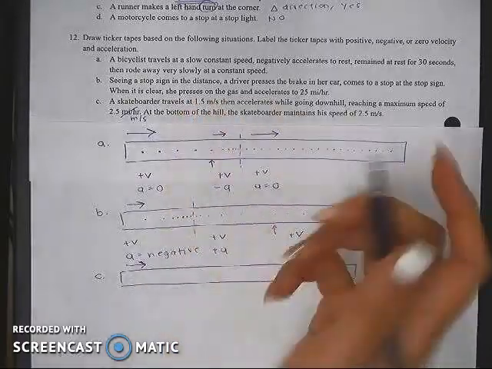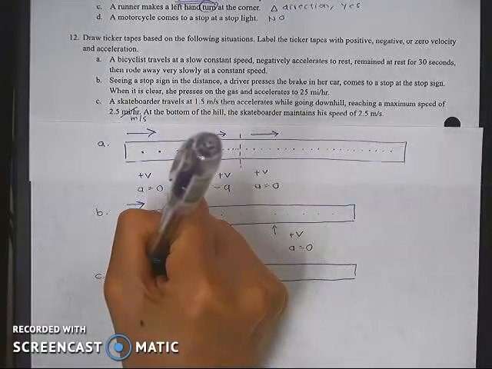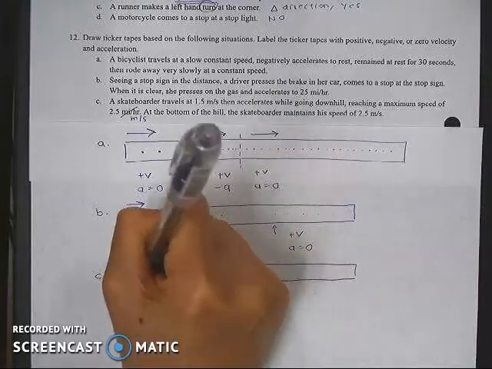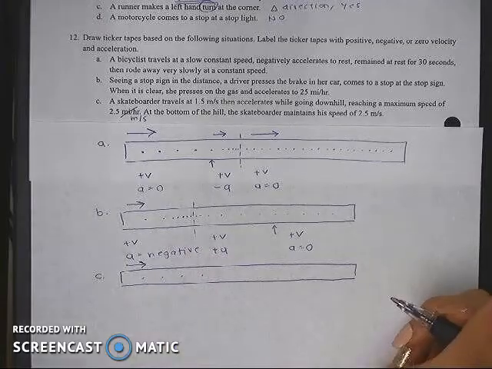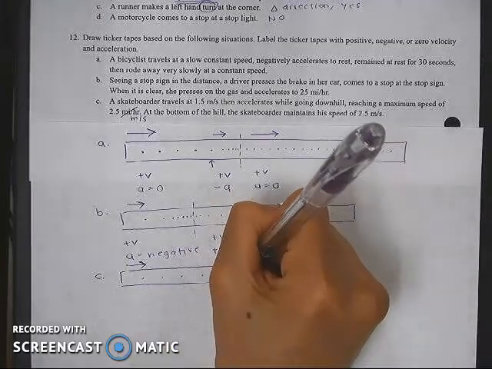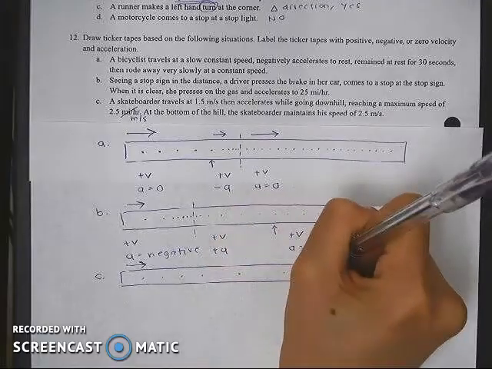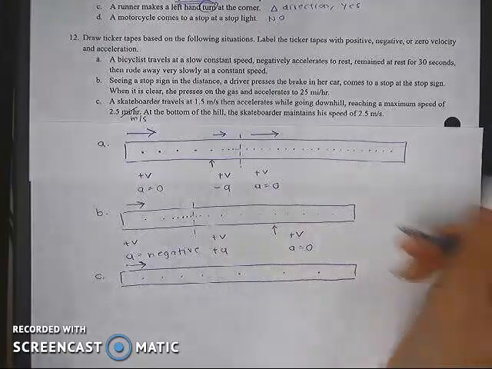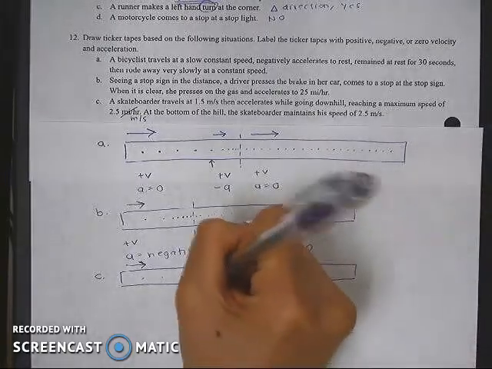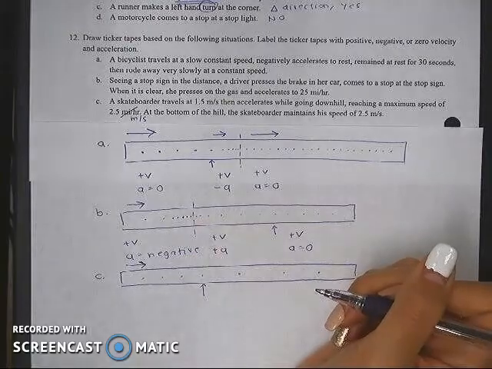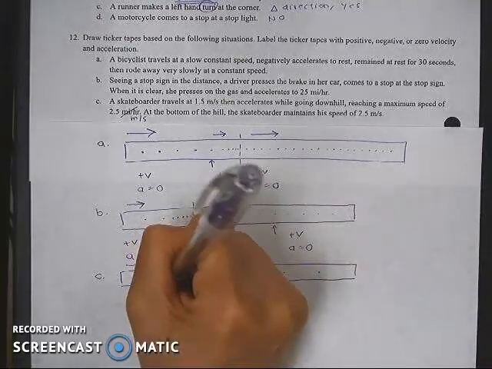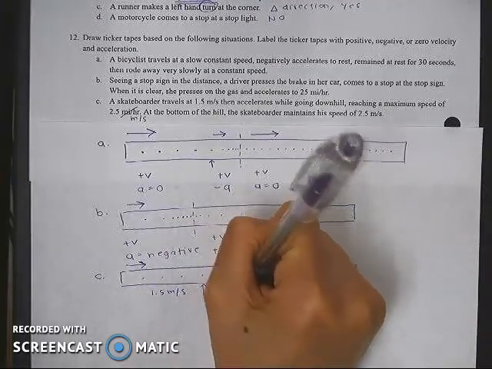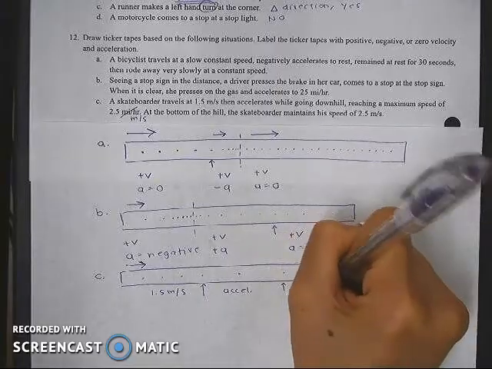So we see that in the beginning, there's a constant speed, a constant velocity of 1.5 meters per second. So let's just draw a couple of dots showing that constant velocity. Then he accelerates while going downhill. So we make the dots a little bit farther apart, and then reaches a maximum speed of 2.5 meters per second. So I'm going to say up to here is our first constant speed of 1.5 meters per second. Up to about here is our acceleration. And then over here is our 2.5 meters per second.